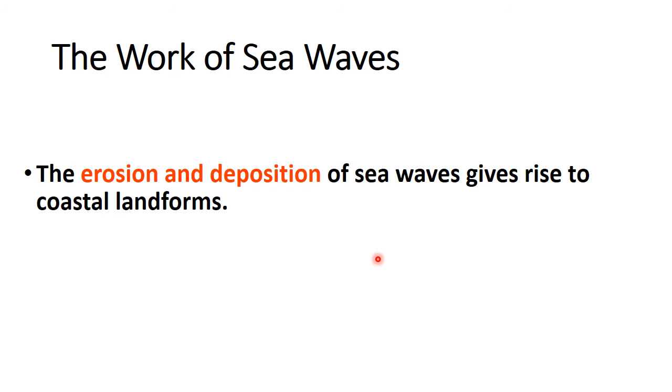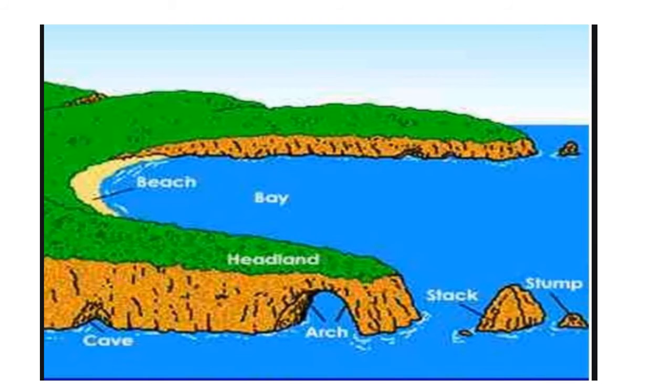Children, now let us look into the work of sea waves and see how sea waves bring about the formation of different landforms, especially in the coastal areas. Due to the erosion and deposition of sea waves, a number of coastal landforms arise. Children, the sea waves create a number of landforms in the coastal areas. Let's see which are the landforms. You can see the formation of caves, arches, stacks, stumps, headlands, bays and beaches.